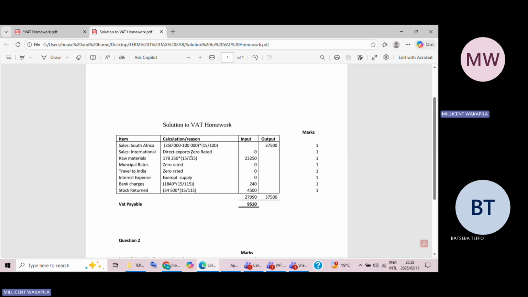So you writing zero rated alone is not enough reason, because when you look at the zero rated list, it has a lot of things, right? Now it's up to you to know it's zero rated because it's an export service. It's zero rated because it's a municipal rate, for example, and it's zero rated because maybe it's an international travel. It's up to you to know everything. So if you don't know, it's fine, you can write, but then for you to get the full marks, it's best that you know the reason behind the zero rated. I hope that makes sense.